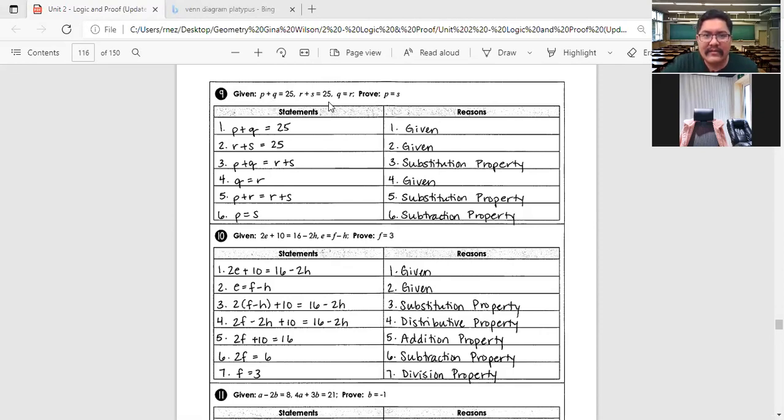And this one seems very similar to the last one. Because if you look here, this is equal to 25. So P plus Q is 25. And R and S are also equal to 25 as well. Now, since we know both of these come out to 25, we know that both of them are pretty much going to be the same thing.